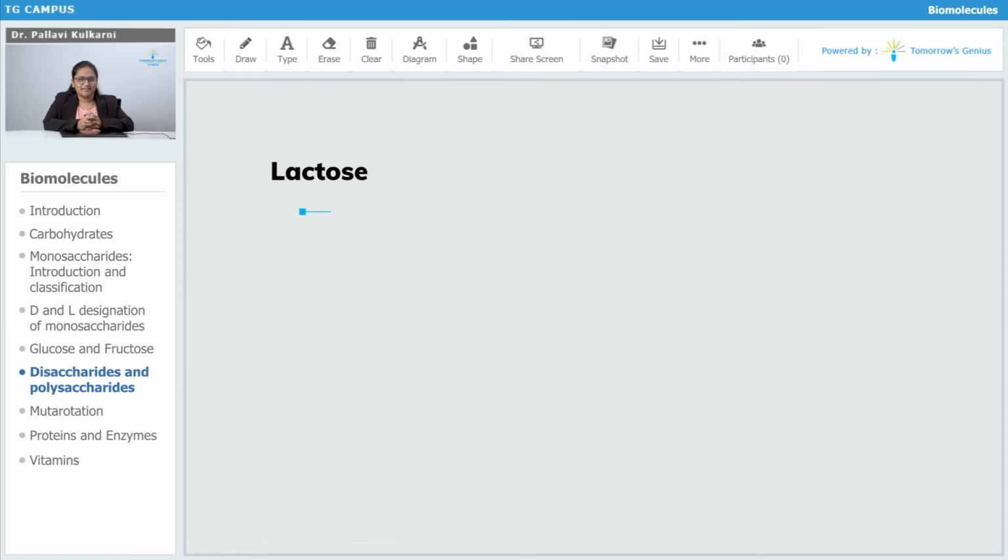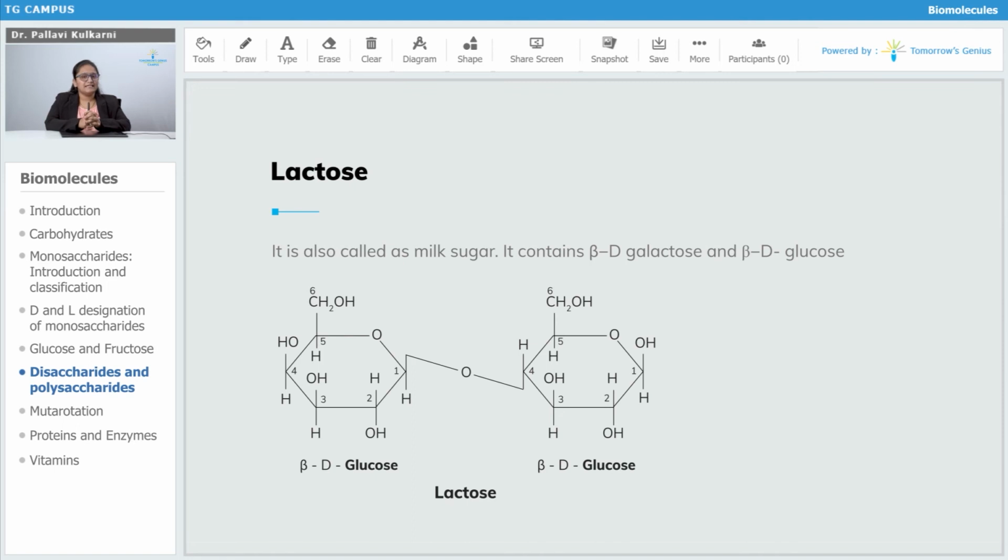The next disaccharide unit is lactose. As we know, lactose is present in milk, therefore it is called the milk sugar. The structure of lactose we can see on this slide. It has 2 units: the first one is beta D galactose and the second one is beta D glucose.